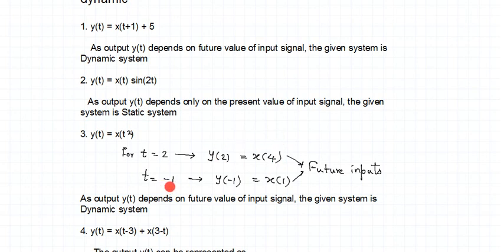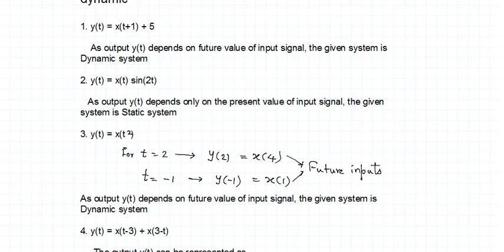In case if you want, you can check several other values of time instants. When you say t is equal to -1, so y of -1 becomes the present output. x of -1 becomes the present input because we are talking about the time instant t is equal to -1. What we observe? y of -1 is x of 1. -1 square is 1. So x of 1 with respect to y of -1 becomes the future value. And hence, as output y(t) depends on future value of the input signal, the given system is dynamic.